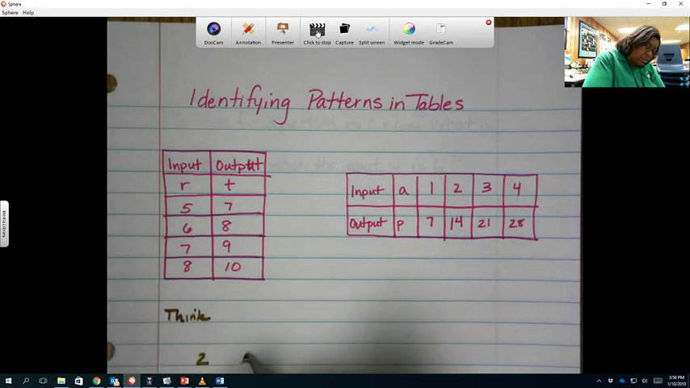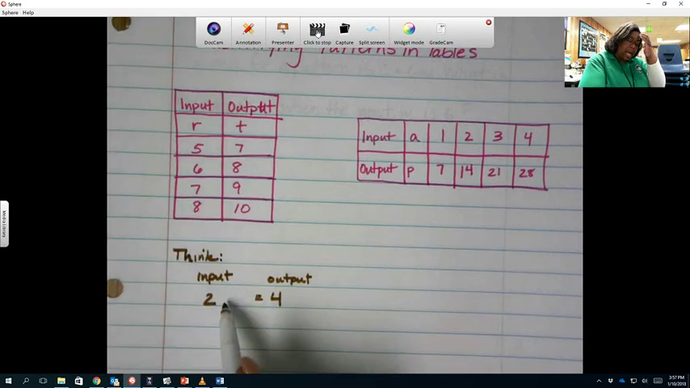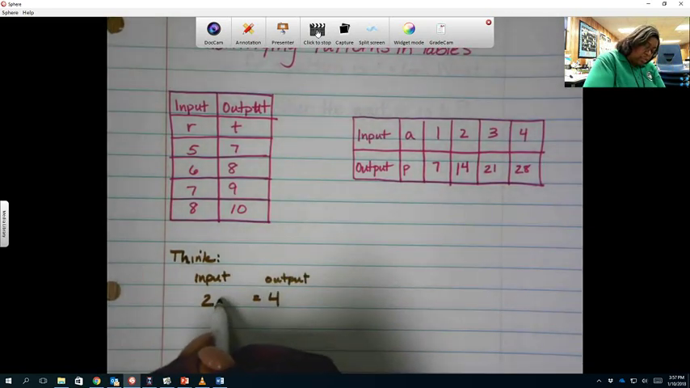2 and 4. So I started with 2 and I ended with 4. So what should I do in order to get 4? Well, it looks like I should do plus 2.